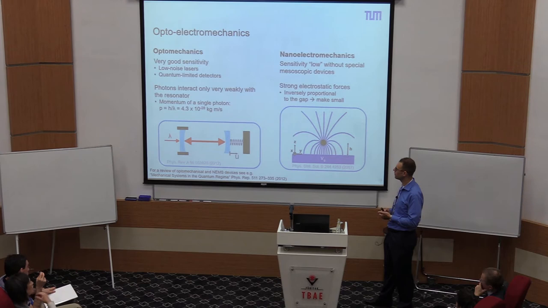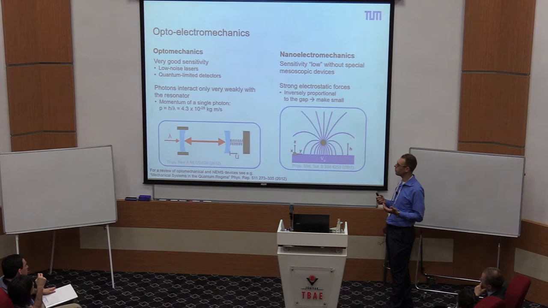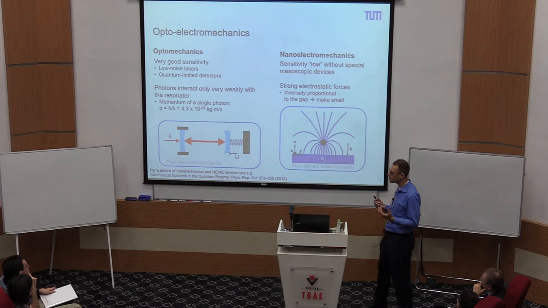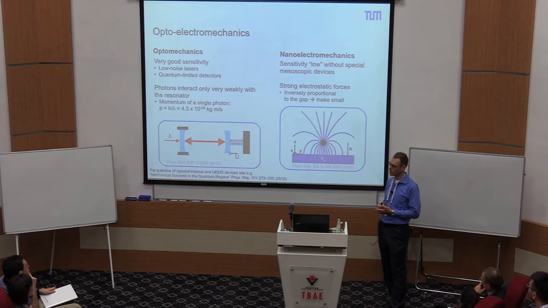However, there's also a bit of a challenge there. That is that photons interact only very weakly with the mechanical resonator. And that is illustrated with this cartoon here in the bottom left, where you see a Fabry-Perot cavity. This mirror here is connected with a spring to the fixed world. And when we send light in there, we have, of course, the light bouncing back and forth between the mirrors. And every time a photon hits this mirror, it reverses direction, thereby transferring twice its momentum to that mirror. But the momentum of such a single photon is actually tiny. It's about 10 to the minus 28 in SI units for the wavelengths that we're using. So the forces in optomechanics are typically rather small.